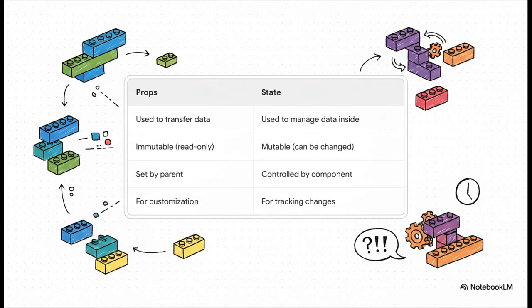Props flow down from a parent to a child, and they are immutable. The child component cannot change them. State, on the other hand, is managed inside the component itself. It is mutable, and you use it to track information that's going to change over time.